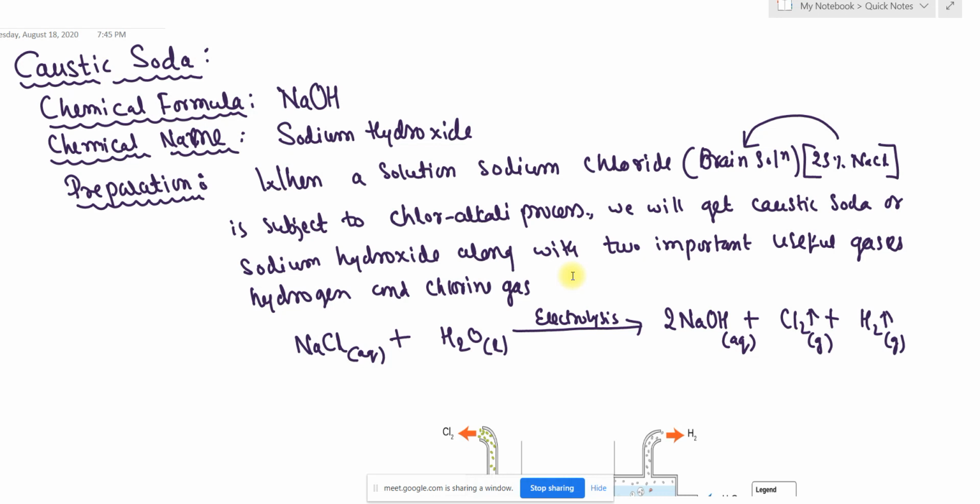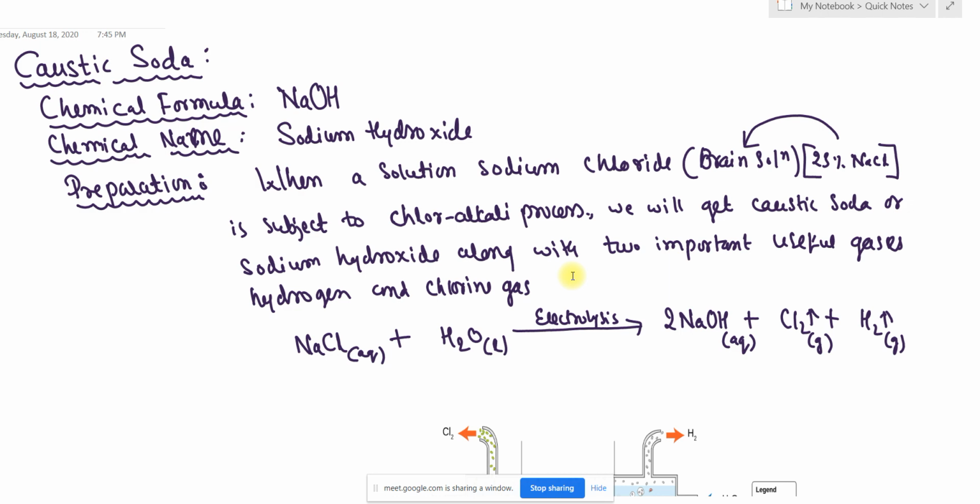So students, yesterday we have seen one important salt, that is bleaching powder. Now we are going to see another important salt, that is caustic soda. The chemical formula of caustic soda is NaOH. Its chemical name is sodium hydroxide. It is a strong base.